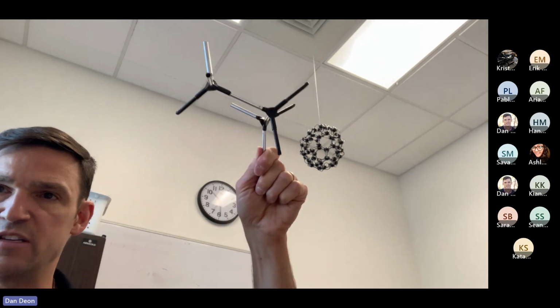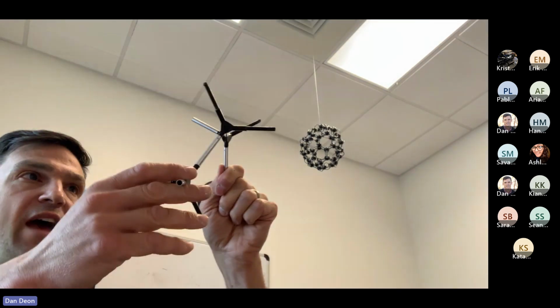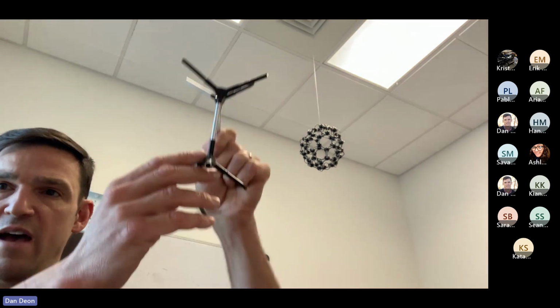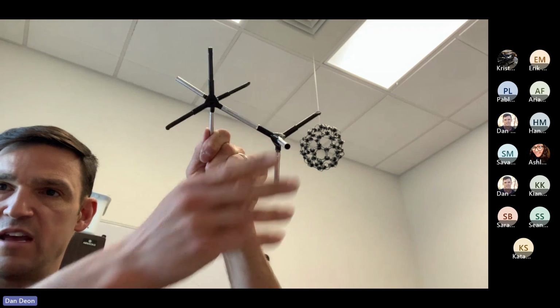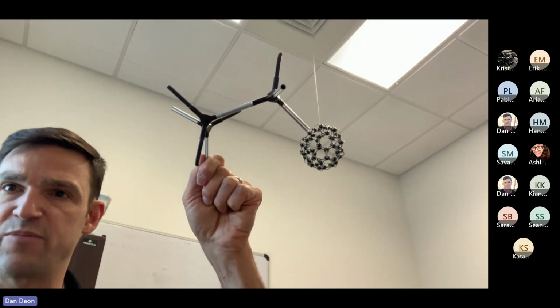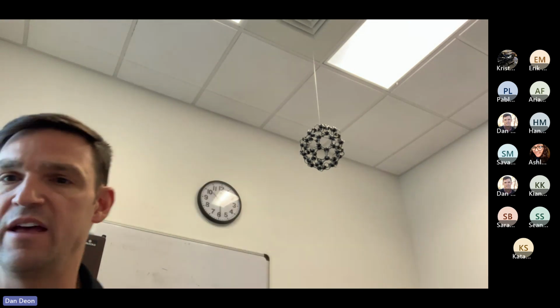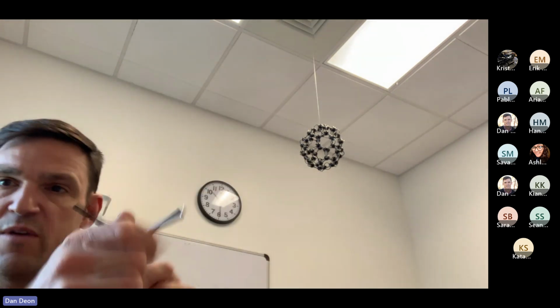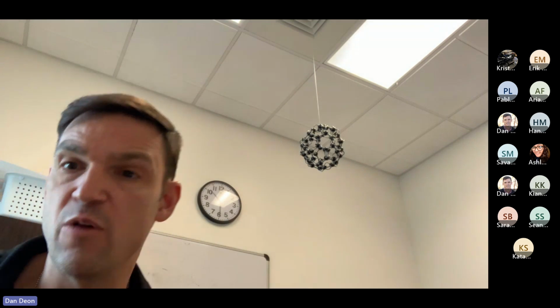So the eclipsed is going to be higher in energy, and the staggered is going to be lower in energy. If we eclipse it, it goes back up in energy. If we keep rotating, there we staggered, lower in energy, eclipsed, higher in energy. So the exact same thing. The only difference is that now you're replacing one of the hydrogens with a methyl group. This is ethane. We added a methyl group to make propane. So let's go back.